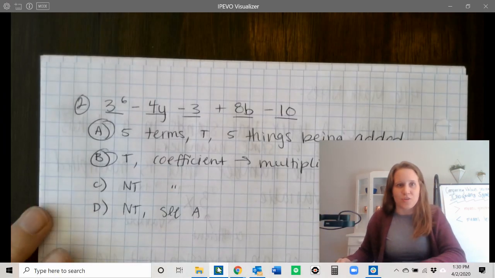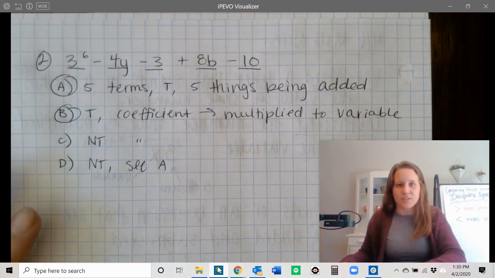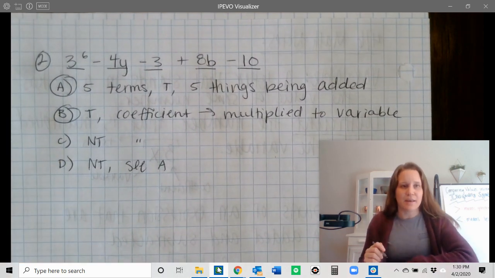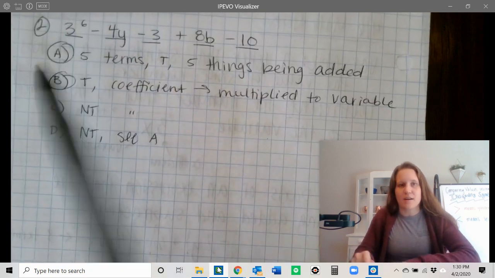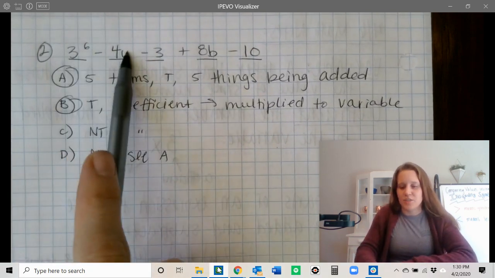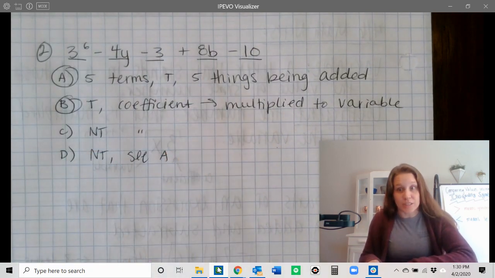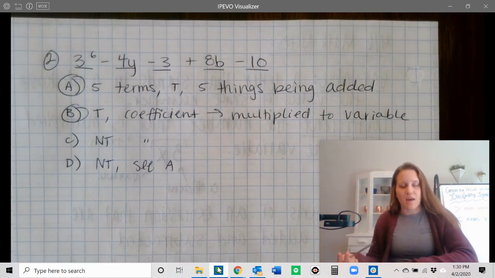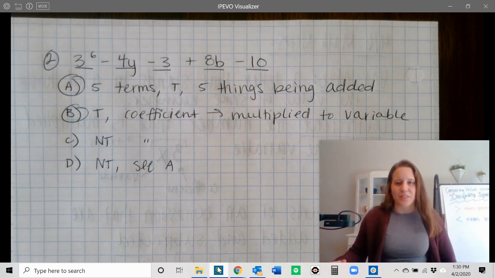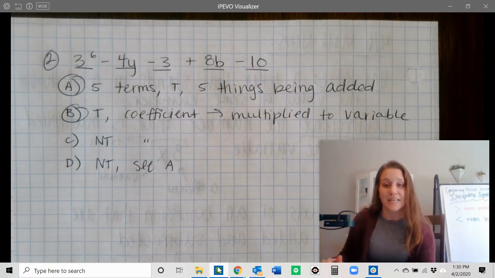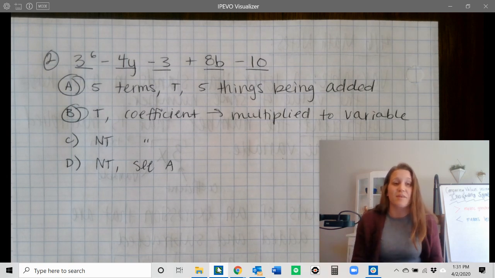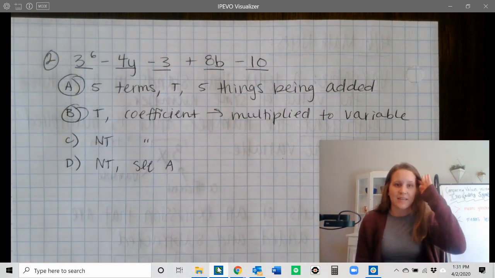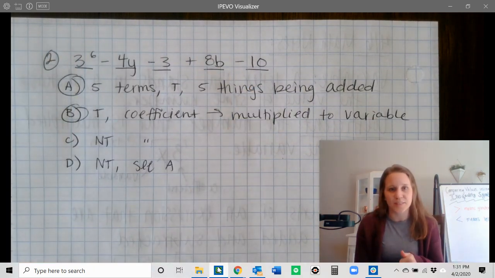I want to just show you my thinking. I don't want to review it too much. A was true because there are, oops, 1, 2, 3, 4, 5 terms being added together. You could call these parts of the expression, similar to a sentence. There are parts of the sentence that are called different things. In math, the parts of the expression are called different things. So these 5 parts are being added or subtracted. There are 5 terms. Okay.